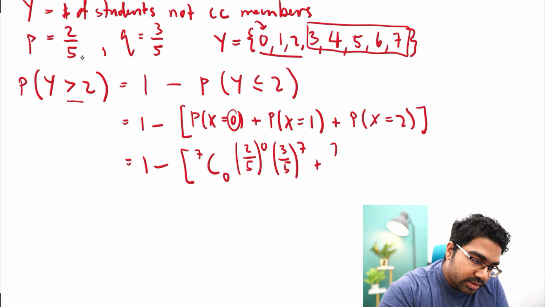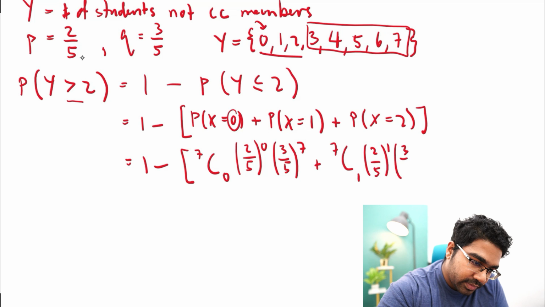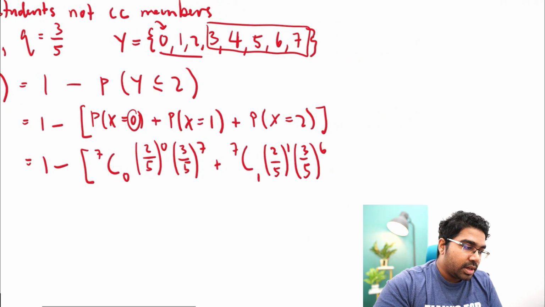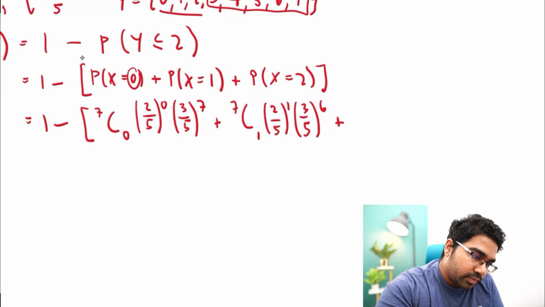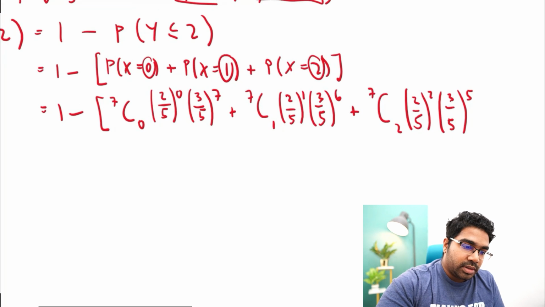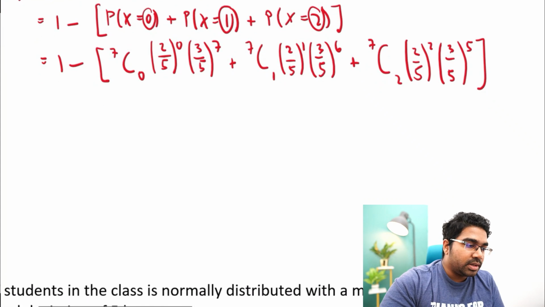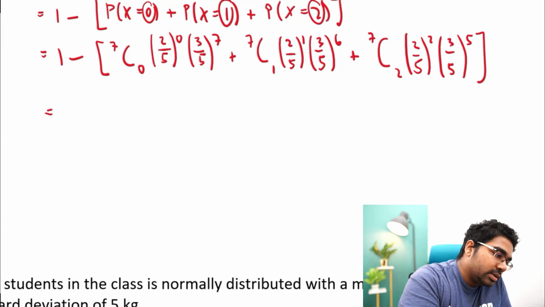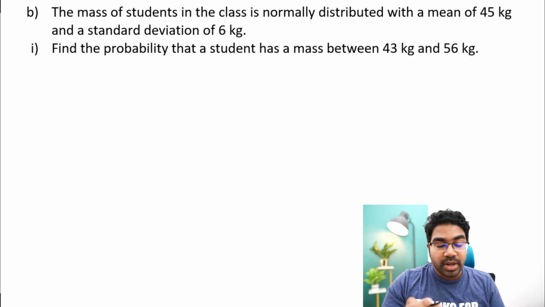So 1 will be 7C1, 2 over 5 to the power of 1, and 3 over 5 to the power of 6, 7 minus 1. And then here we add for 2, 7C2, 2 over 5 to the power of 2, and 3 over 5 to the power of 7 minus 2, which is 5. And close bracket. So once again, just use your calculator. So the answer we get here is 0.58. Let's look at the second part.